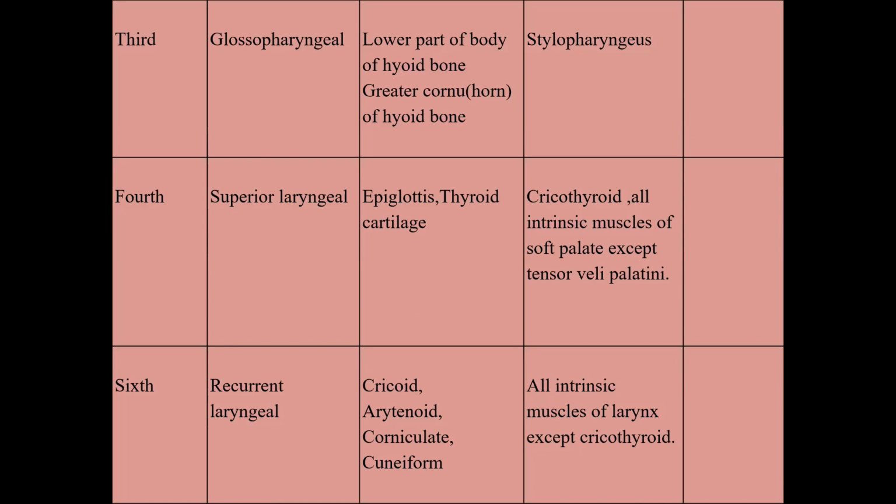So for the fourth arch, you remember, this is supplied by the superior laryngeal nerve, and it supplies all the muscles of the soft palate, except, as I told you, the exceptional muscle, the tensor veli palatini, which is derived from the first arch.